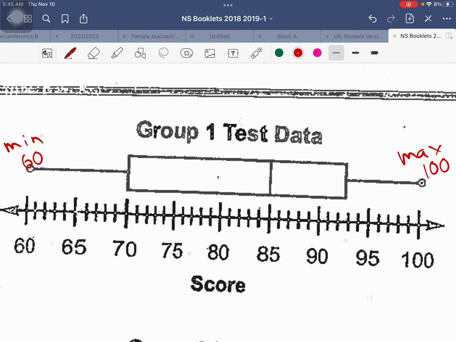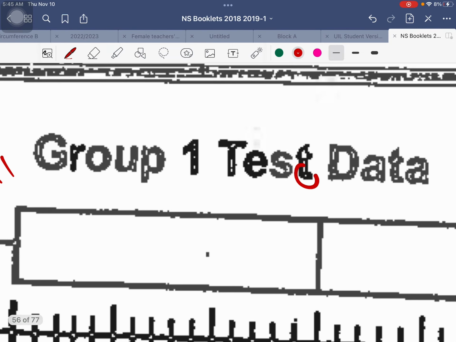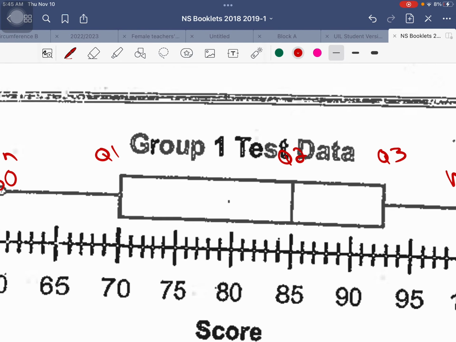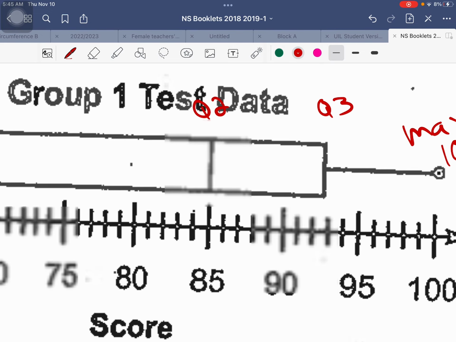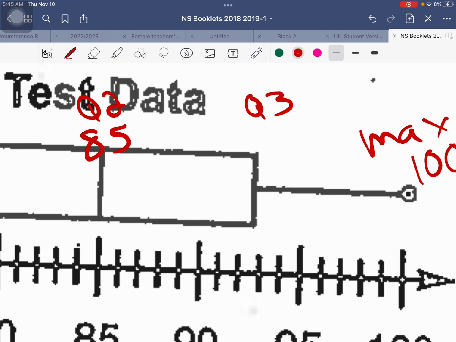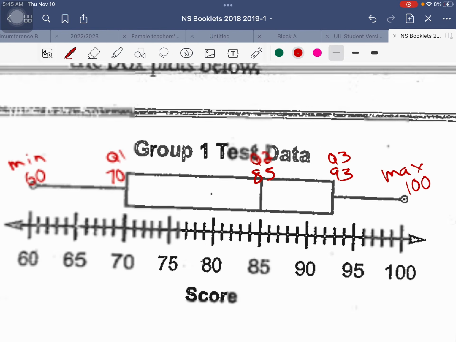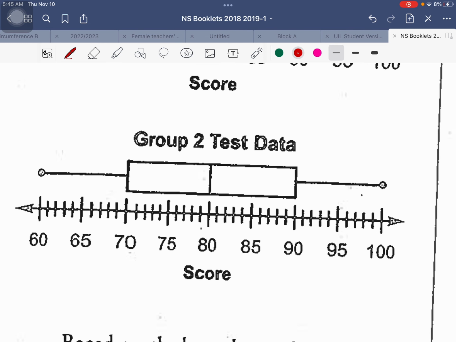Now, this is what I would do if I were you. Fácil. Then you do Q1, Q2, Q3. Your Q1 would be around 70. Q2 would be 85. And then Q3 would be como 93. Vámonos. Ahora, this other one, try to label them on your own. Try to see what number it is for each one. For minimum, maximum, Q1, Q2, and Q3.